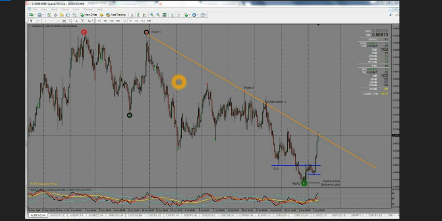Quite similar to the other examples, the Australian is quite a good pair. It obeys trend lines, it obeys support and resistance points, so it's a good pair to trade if you've managed to pick out a setup. So let's just quickly look at this.